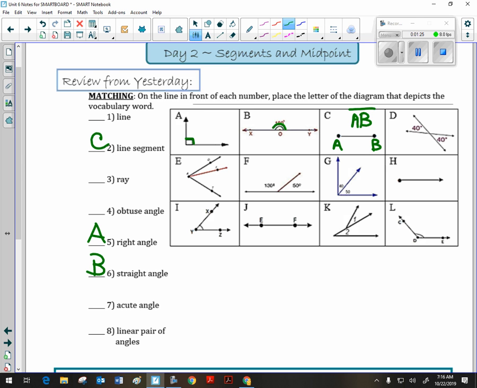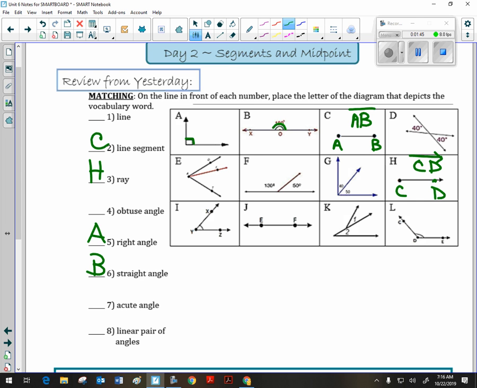H is a ray. It has one endpoint and continues forever in one direction. The notation for that uses the ray symbol, and the endpoint, the one endpoint, always has to go first underneath there. So that's going to be a ray.